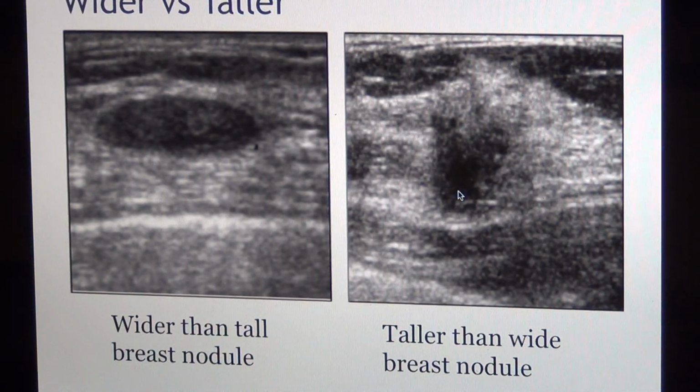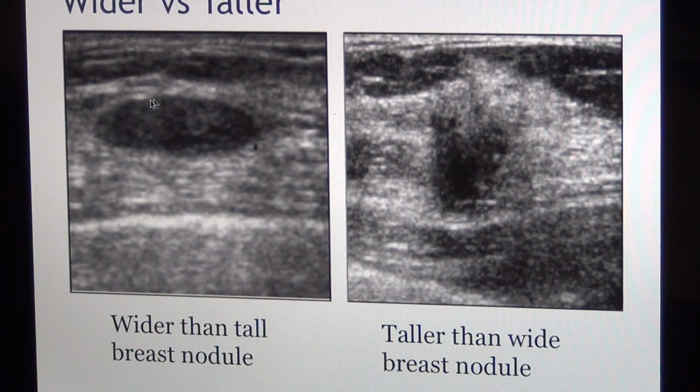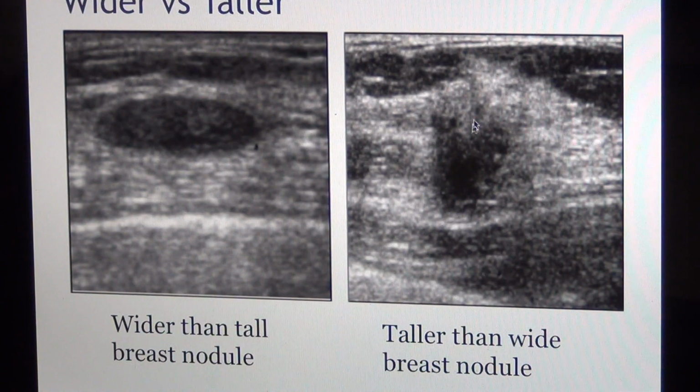Okay, so now it is taller than wider, and this is wider than taller. So wider than taller goes with the benign most of the time, and taller than wider goes with the malignancy.